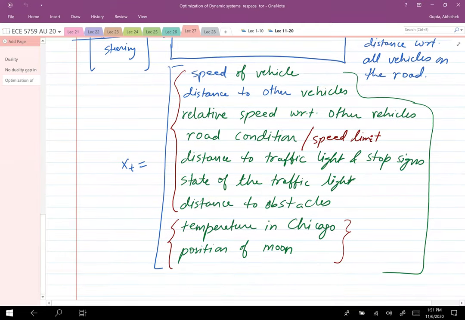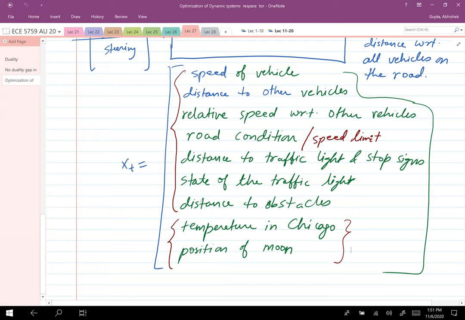And then we had proceeded to the discussion for identifying a set of variables that we believe are important for driving the vehicle. And among them were speed of the vehicle, distance to other vehicle, relative speed, and so on and so forth. One of the questions that I had asked you in the previous class is, we could potentially throw in a couple of states like temperature in Chicago or position of the moon, because that also updates in a certain fashion. So the next state is going to be a function of the current state.